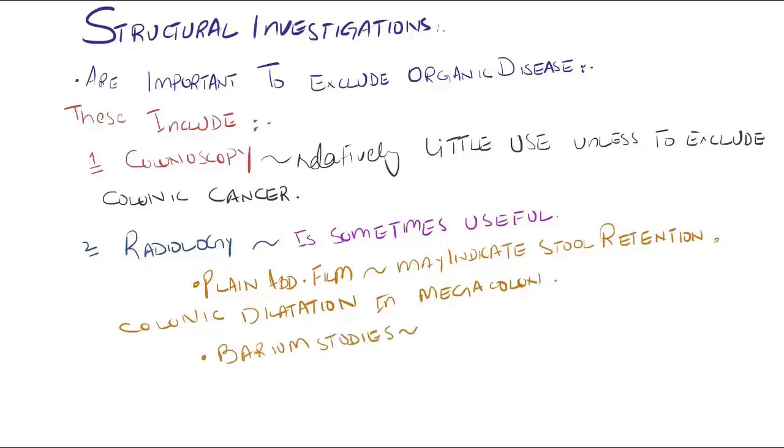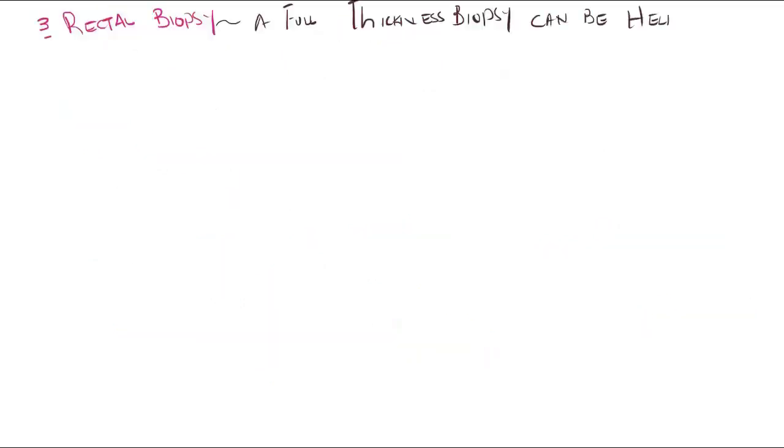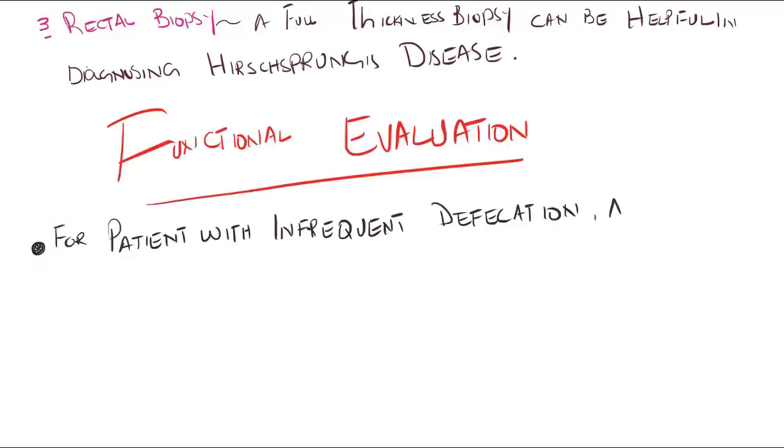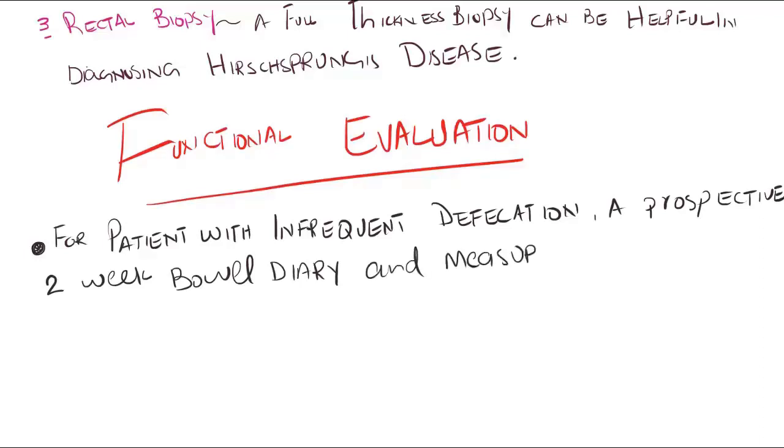Then comes the barium studies. These may show colonic dilatation in Hirschsprung disease. Number 3rd investigation is rectal biopsy. A full thickness biopsy can be helpful in diagnosing Hirschsprung disease. Next is the functional evaluation.